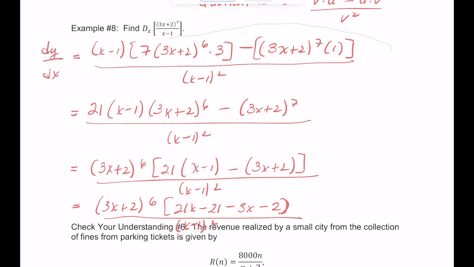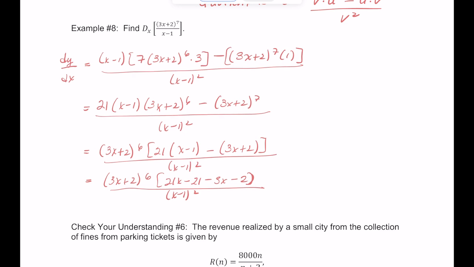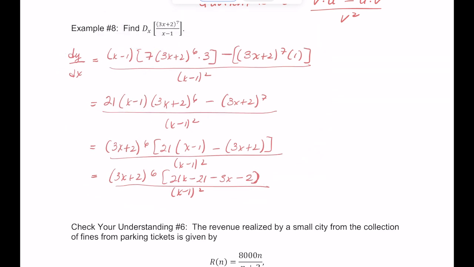Okay, and let me shrink this so I have some more room. Okay. And then what my final answer, if I combine like terms, I get (3x plus 2) to the sixth times, let's see, we would get 18x minus 23. And then all over (x minus 1) squared.